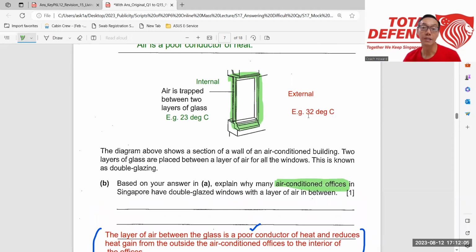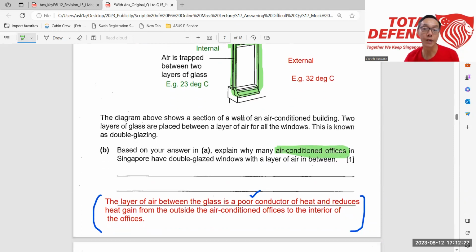Because the external temperature is high, with this double glazed window, the interior of the office will gain heat slower. So you do not need to set the temperature of the aircon too low, because the lower the temperature, the more energy the aircon uses. So this will reduce the heat gain. This is one additional thing you can talk about for energy saving. So for part C, maybe I say, describe or explain how this window helps in energy conservation.